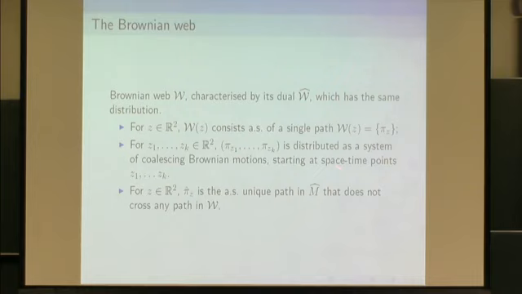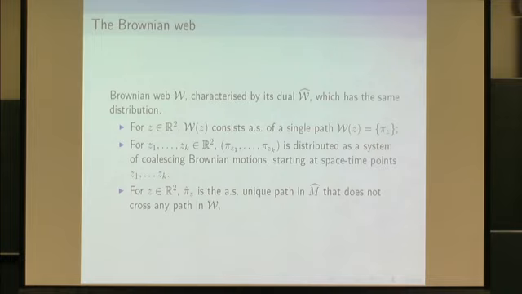So basically, if I take any finite deterministic sample of points in R2, let's start at the one above, because there's a reason it's the one above. If I start from a point in R2, then my Brownian web gives me a single path, which just evolves like a Brownian motion started from that space-time point. And we're thinking of it as going northwards up the screen.